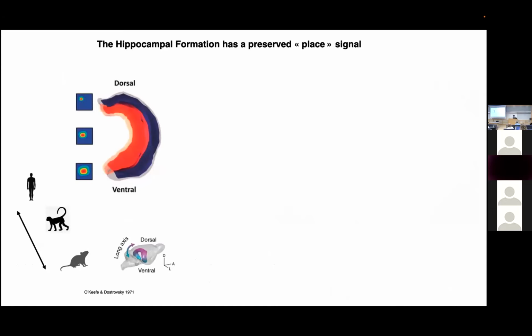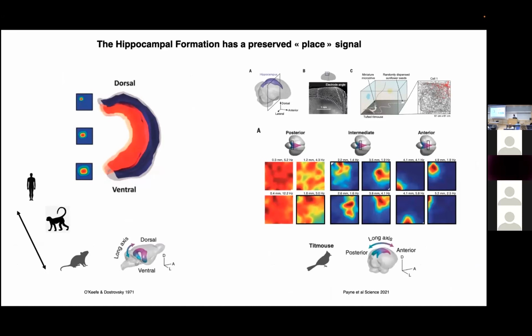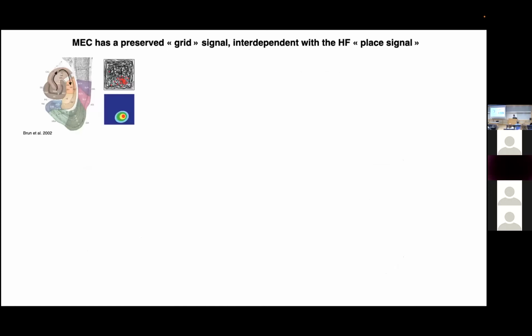So in the hippocampal formation, as you know, place cells have been discovered. These cells are basically located in the hippocampus. And what is interesting is that they're distributed across a gradient. It has been shown in rodents, in monkeys, and even in humans. But what is interesting for today's talk is that it has been shown recently also in birds, in a very interesting paper in Science last year. And it shows basically that this spatial signal, this place signal, is highly conserved across species. And it has the same functional gradient distribution.